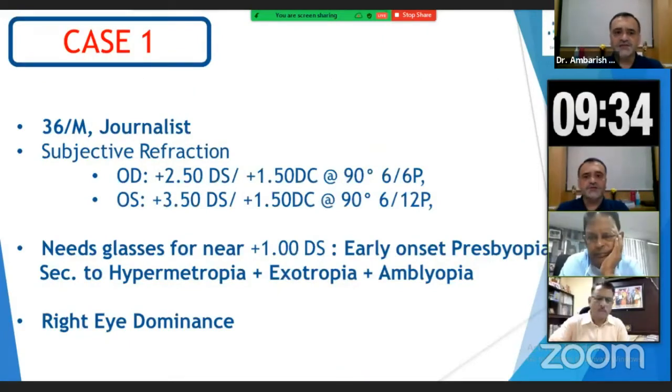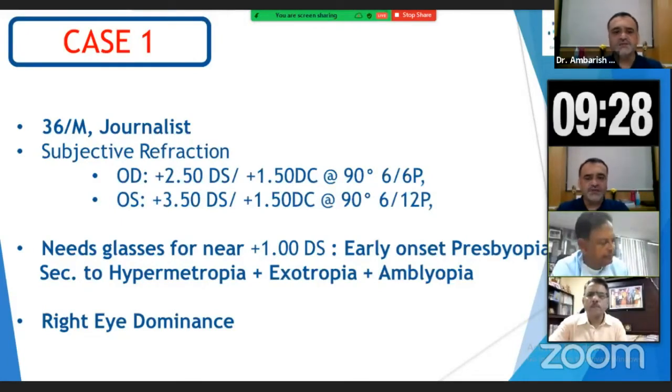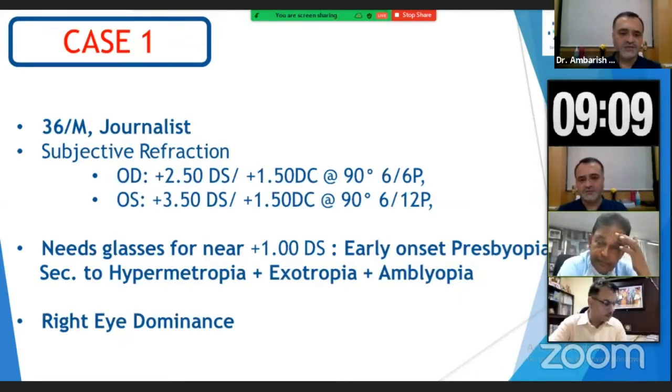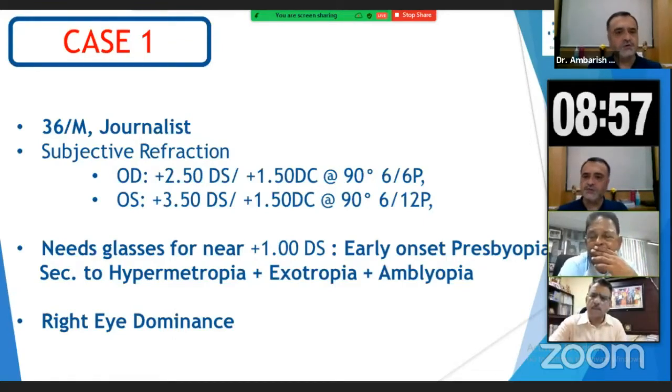So this is one case, a 36 year old male journalist, came for basic correction for distance since he was highly hyperopic, +2.5 and 3.5 and with cylinder, needs glasses for near, early onset of presbyopia was there. And then when he realized, yes, this also can get treated, we tried to experiment the same thing. We explained to the patient we were doubtful because the patient was having slight exotropia also. But then we decided to go ahead with the Supracore in this patient.